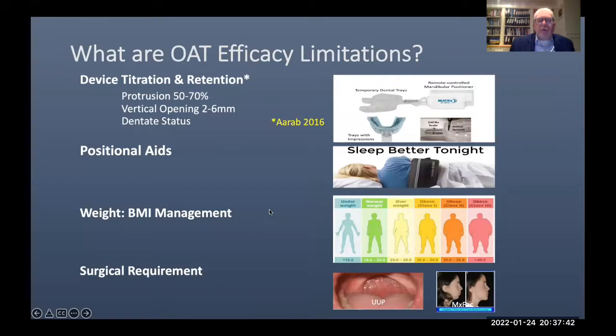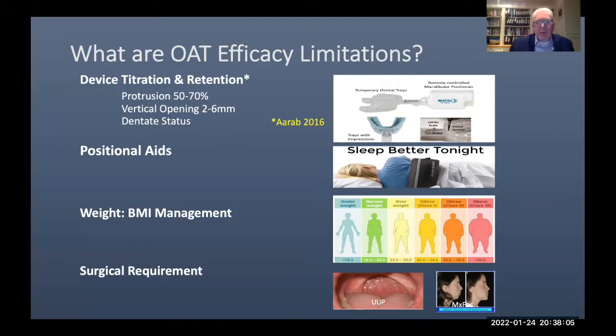So we're referring to OAT, or oral appliance therapy. What are oral appliance therapy efficacy limitations? Well, if you have a hammer, everything may appear to be a nail, but there are limitations to what these devices can do. As we know, there are limitations to the amount of protrusion that we can provide.